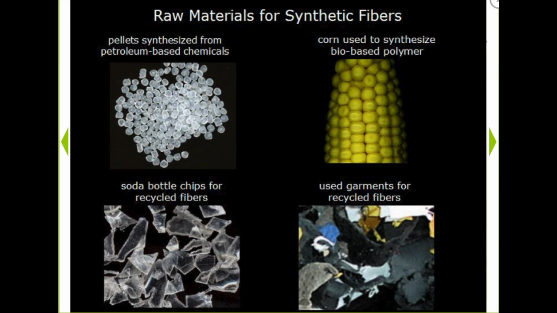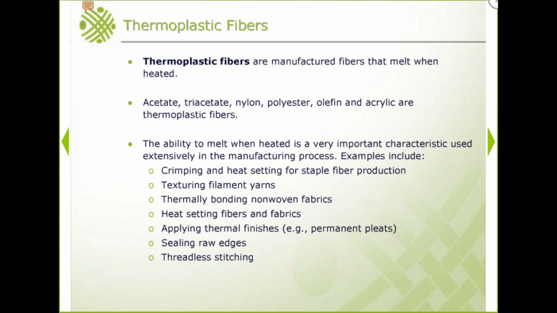For synthetic fibers, the raw materials are usually pellets, plastic chips, bottle chips. You can use plastic bottles. You can cut them up into pieces and melt them and create yarns out of them. You can also use used garments and recycle them to make those synthetic fibers. Thermoplastic fibers are synthetic fibers like acetate, triacetate, nylon, polyester, olefin, acrylic.